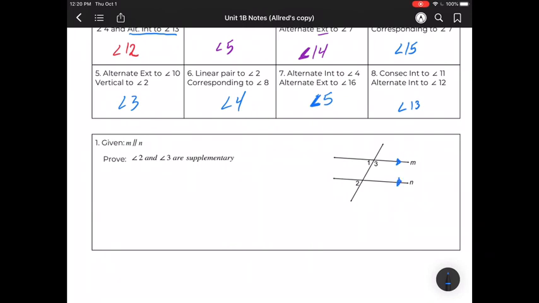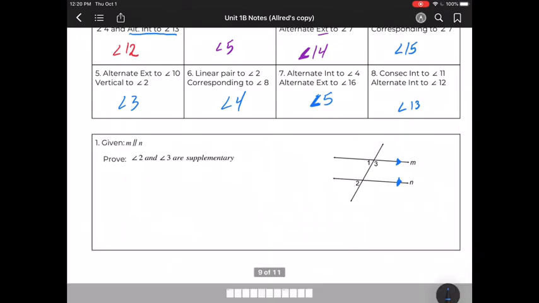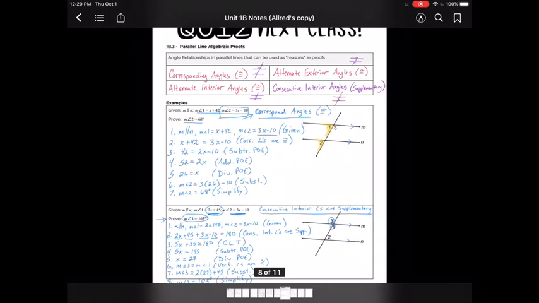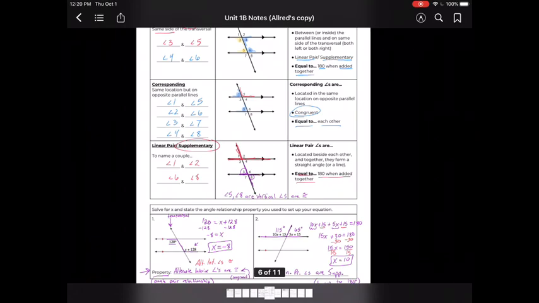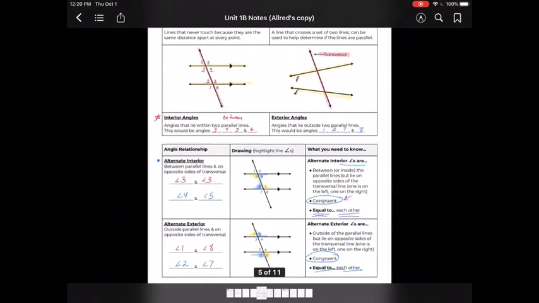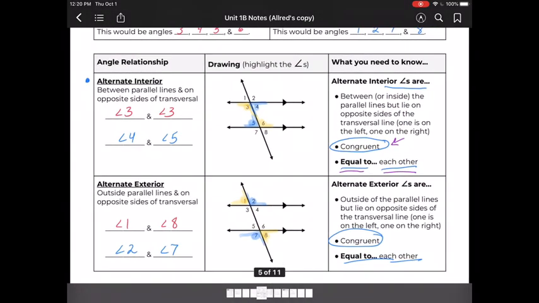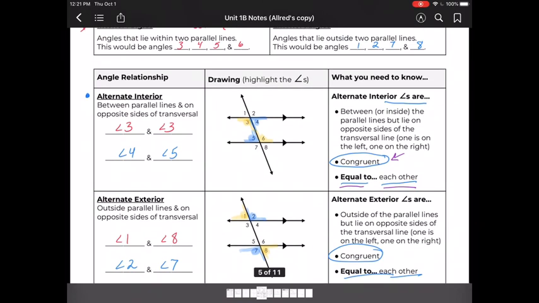I'm actually going to go back to the previous lesson real quick and show you, if we have parallel lines, all the things that we can assume from that. Okay, so if we have parallel lines, alternate interior angles are equal.